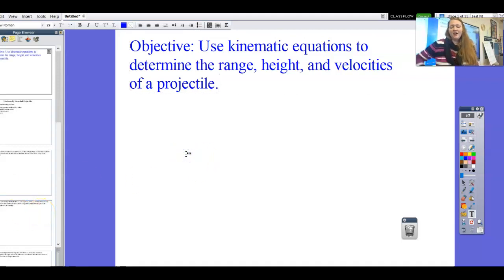Today we're going to be looking at horizontally launched projectiles, and we're going to be focusing on using kinematic equations in order to solve word problems with projectiles. You're going to be determining the range, the height, and various velocities of the projectile. So, in order to use those equations, let's go ahead and review them from your notes.